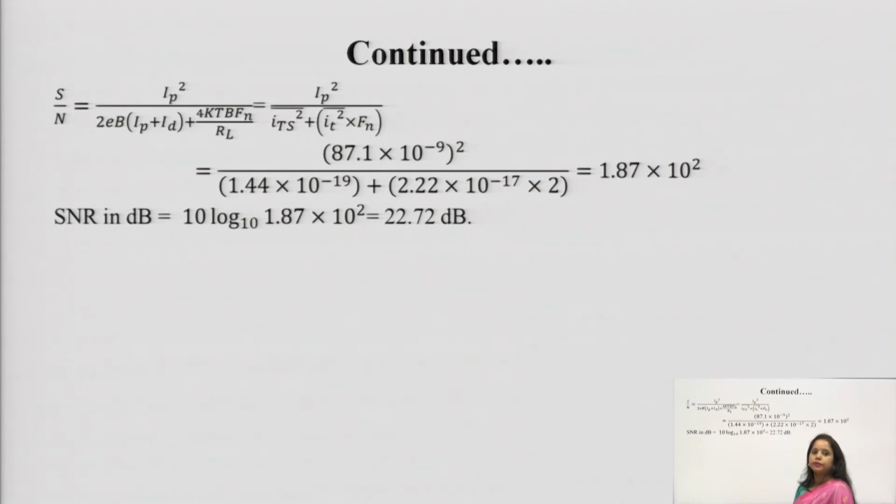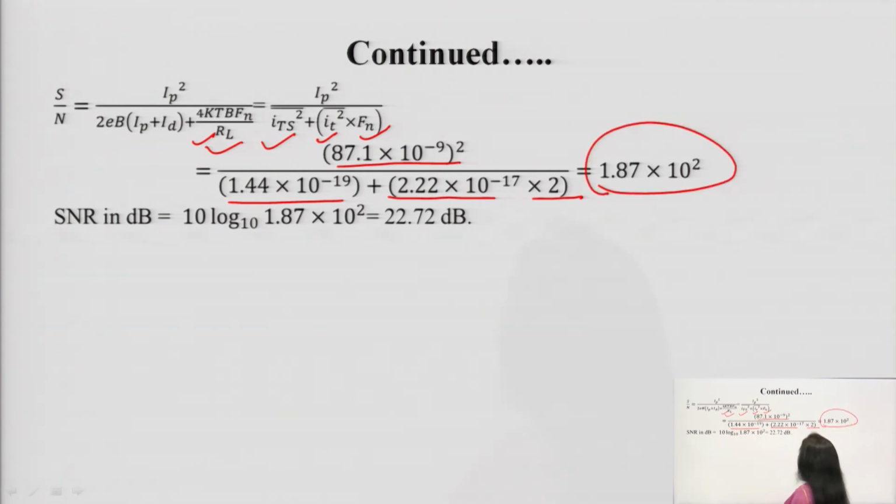Now put that in the formula. This formula you already have with you. What is this? This is our thermal noise into noise figure. This is our complete shot noise, this is our photocurrent generated, this is our thermal noise, and this is our noise figure. So by this we are able to get the signal to noise ratio 1.87 into 10 to the power 2, and if we want to change it to dB, what we do is 10 log to the base 10 of this value, and we get the SNR in dB.